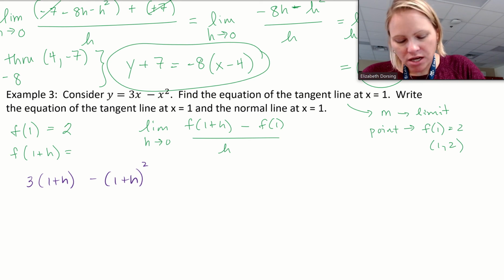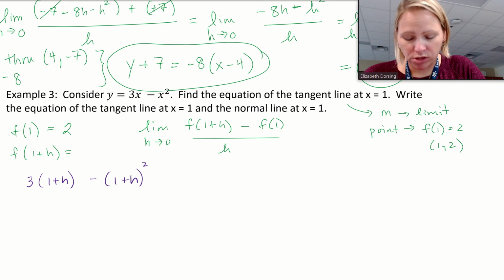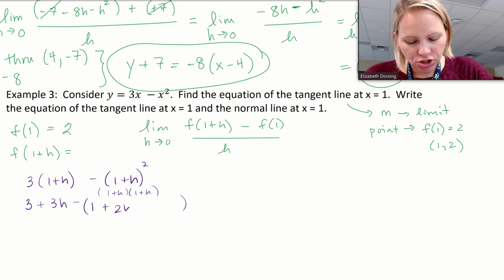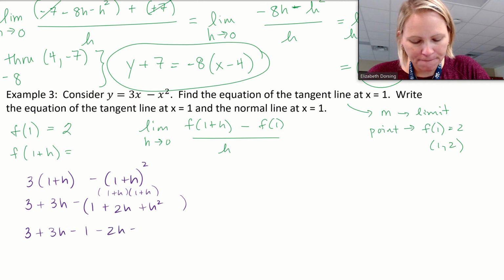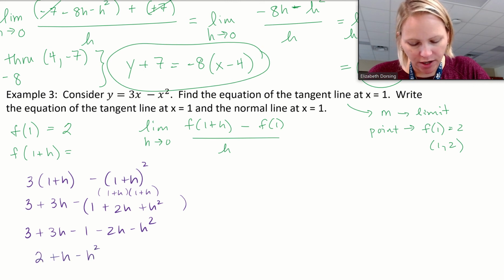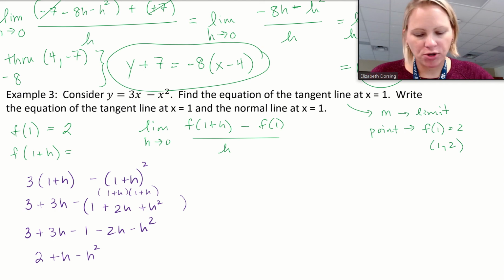So first things first, I'm going to simplify my f of 1 plus h. So 3 plus 3h minus, now I'm going to multiply this guy out, 1 plus h and 1 plus h. And when I do, I'm going to make sure that I put parentheses around that whole entire expression because I'm subtracting. So 1 plus 2h plus h squared. Now I'm going to distribute my subtraction and simplify. And when I combine all my like terms, I end up with 2 plus h minus h squared. So that's the expression that I'm going to be putting into my limit.